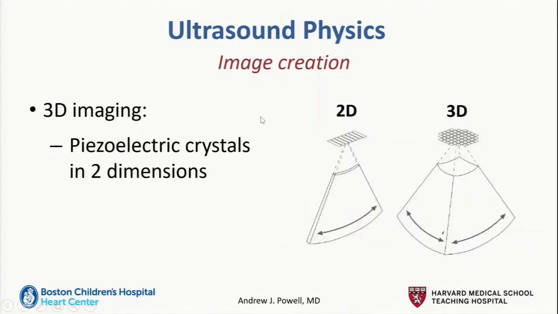And then finally, with 3D imaging, very briefly, instead of having, for 2D, the crystals arranged kind of linearly, here we have them arranged kind of in a square pattern. As a result, you can interrogate, instead of just a sector of tissue, a whole volume or pyramid of tissue, because you have these crystals arrayed in 2 dimensions.